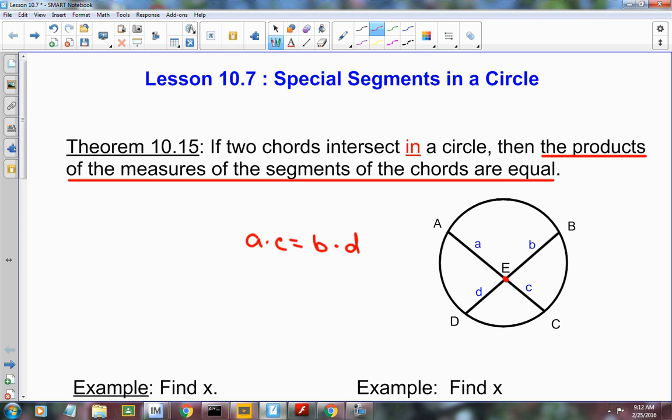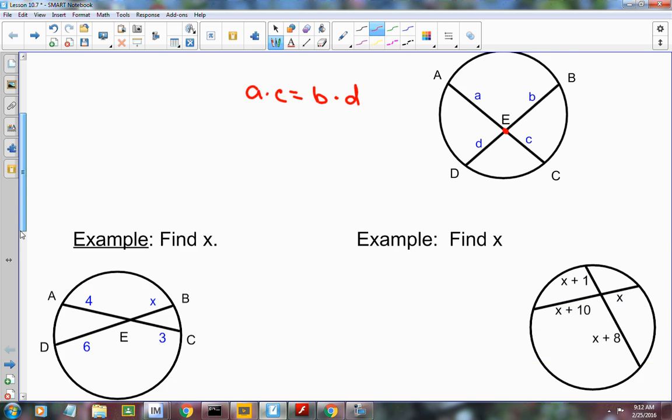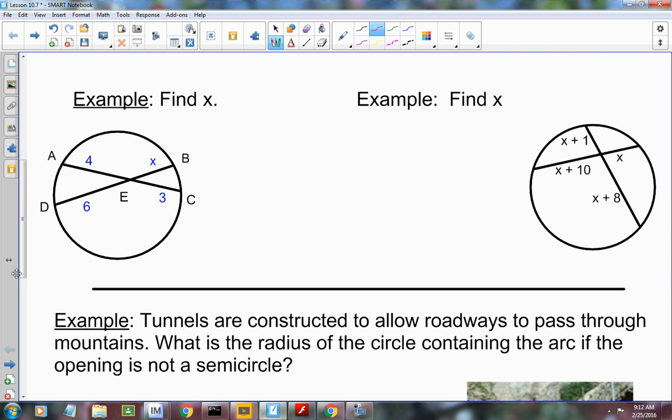Now, when you do this, you have to make sure that the two things that you're multiplying together are part of the same chord. So A and C are part of chord AC, and B and D are part of chord BD, okay? So it has to be parts of the same chord that you multiply together. And the product of those parts are equal to each other. Okay, so now this is one where you're going to have to add this example here in just a second, so don't take up all of your space with this problem.